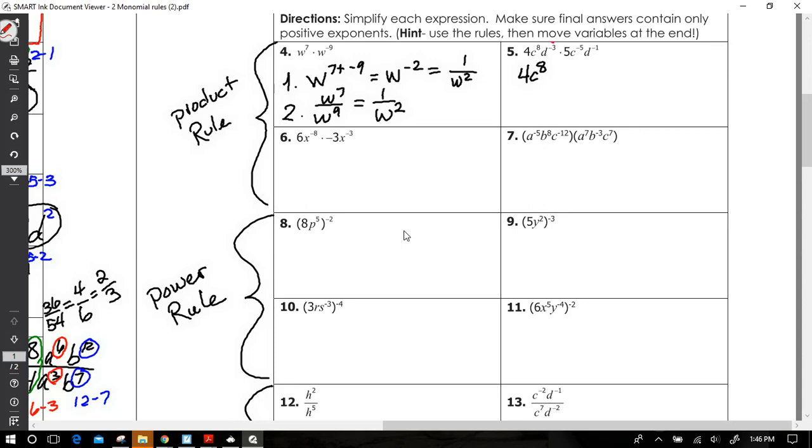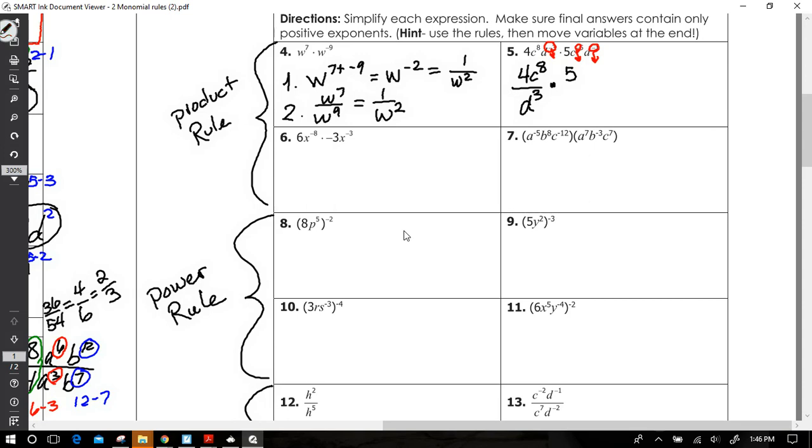They're all positive, but then I have this D to the negative 3rd power. So I need to move that to the bottom. D cubed. Now, bring down that multiplication sign. And then I have a 5 on top that has a positive exponent. But then the C and the D both have negative exponents. So I'm going to move those both to the bottom.